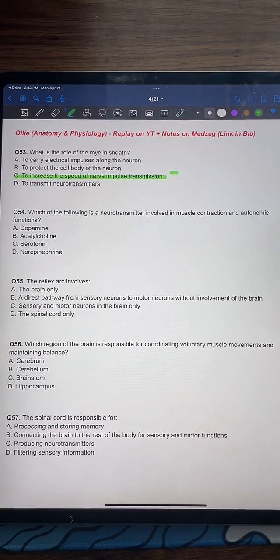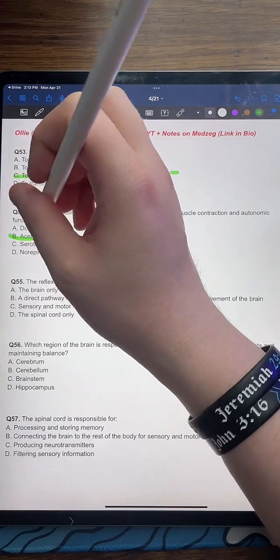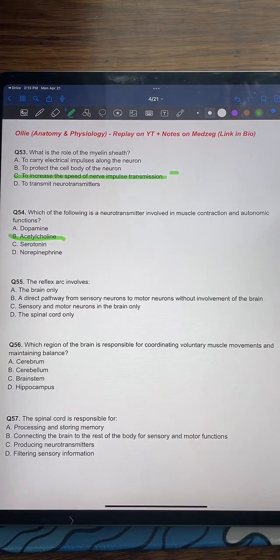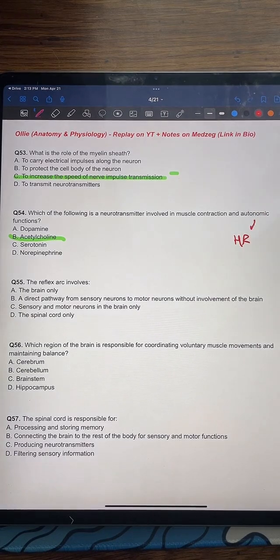54, which of the following is a neurotransmitter that is involved in muscle contraction and autonomic functions? I'm going to talk about that with the neuromuscular junction. We're on number 54. Awesome, fantastic. It is B, acetylcholine. Acetylcholine is released at the neuromuscular junction. It is also involved in autonomic functions, such as our heart rate and digestive processes.